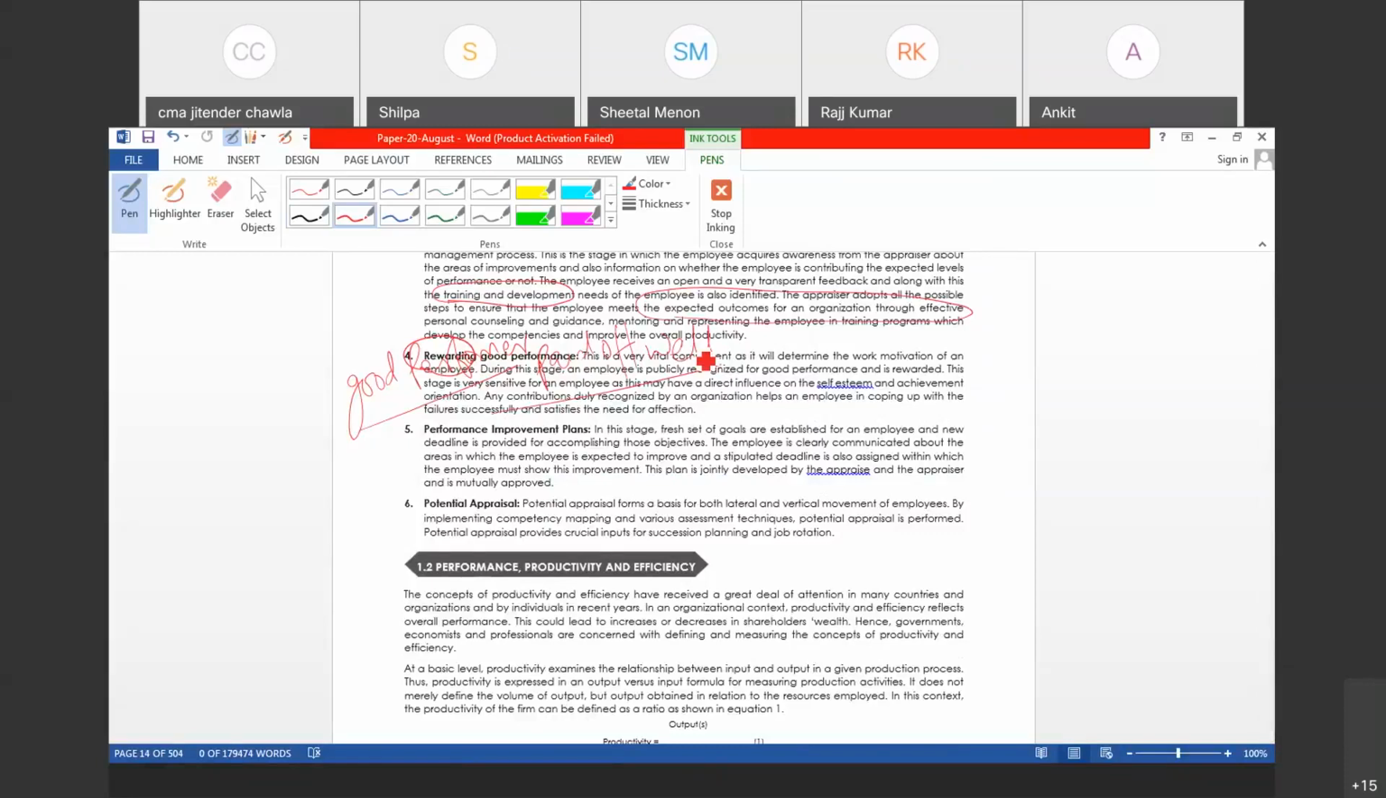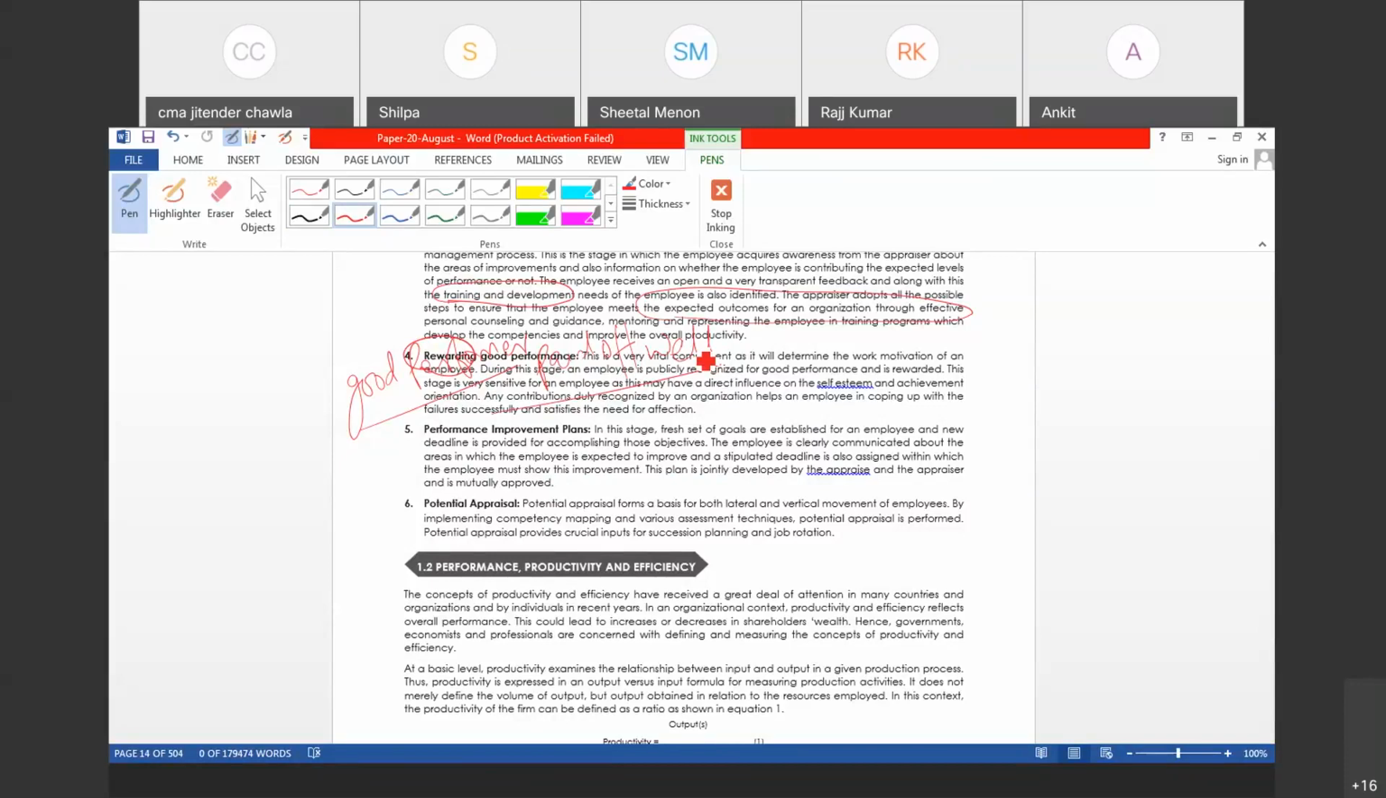But it is a general phenomenon. We are talking about more generalized things, like performance improvement plan. Whatever the performance of the employees, it must be communicated to them. Key areas must be identified and improvement of the employee must be there.